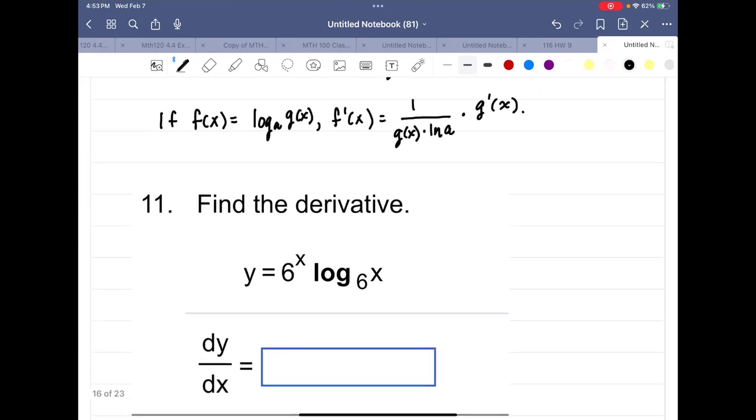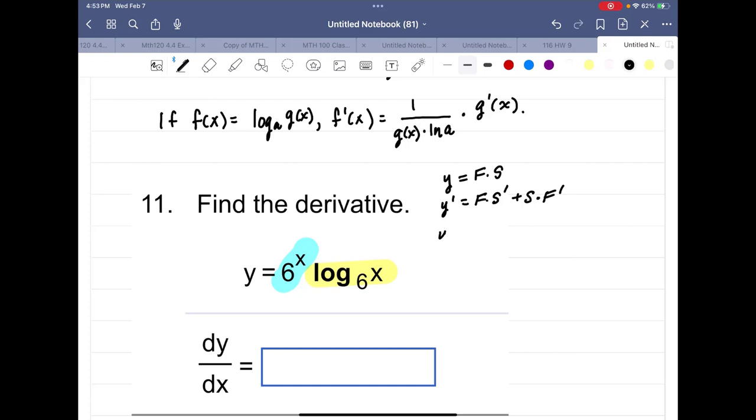Example 11. Find the derivative of y equals 6 to the x times log base 6 of x. Well, I clearly have two functions this time, 6 to the x and log base 6 of x, and they're being multiplied, so this is a product rule. So if y is a first function times a second function, the derivative of y is first times the derivative of the second, second times the derivative of the first.